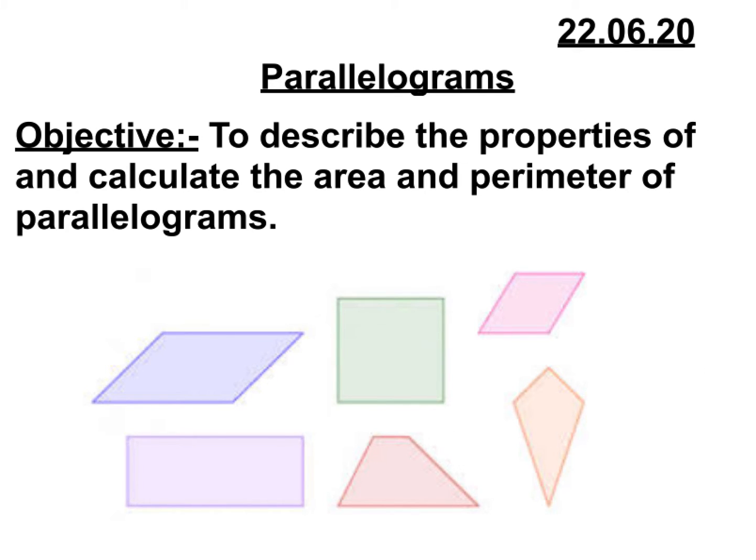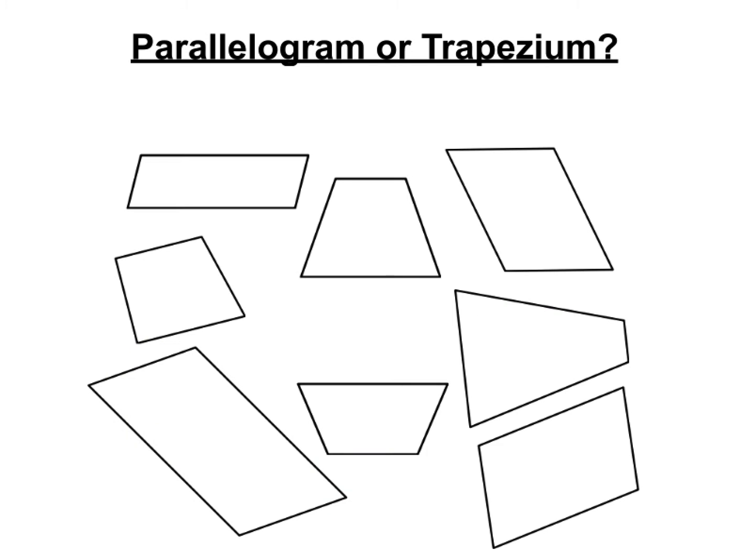Brilliant. Let's see how good you are at trying to spot parallelograms. On this page, we've got a selection of parallelograms and trapeziums. Remember that a parallelogram has 2 pairs of parallel sides, and a trapezium has only 1 pair of parallel sides. Colour all of the parallelograms blue and the trapeziums red.